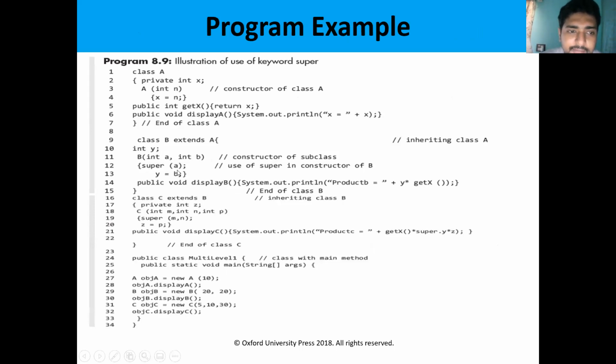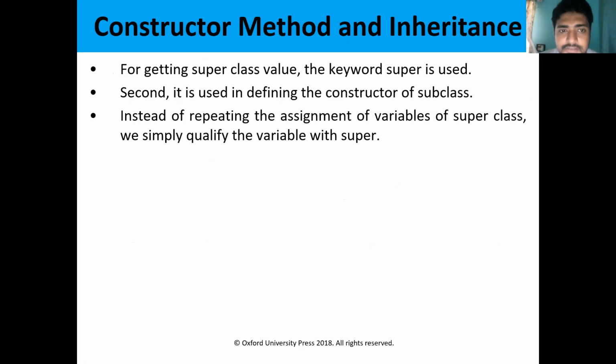Super of A. Already the variable A is used in the base class. Same thing we are going to use in the subclass. Then we can have super of A. That means A is a variable which is already declared in the superclass.